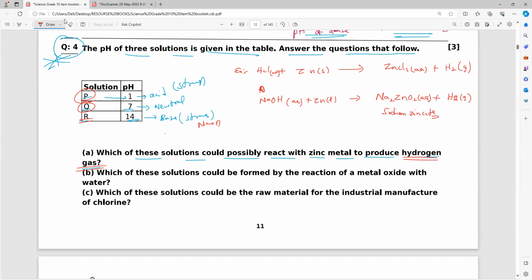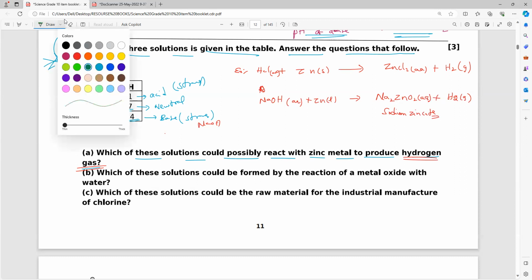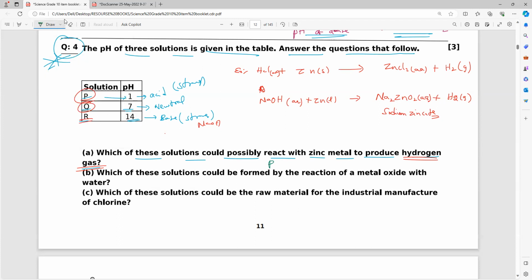Do it, everybody. So what is the answer? P and R.